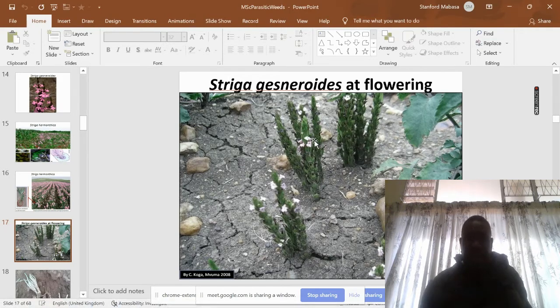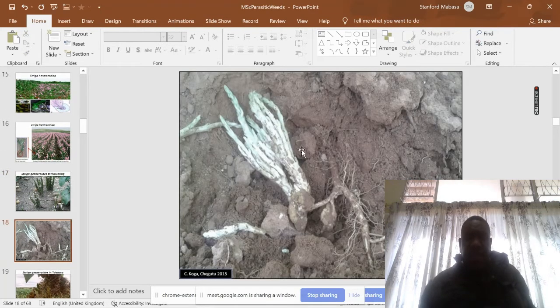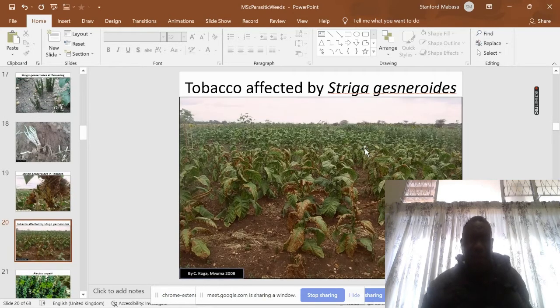This one is Striga gesnerioides. In Zimbabwe, it parasitizes tobacco. Again, Striga gesnerioides. Here it is attached to the root, tobacco root. Again, we have got the roots of tobacco supporting Striga gesnerioides. This is the field. I think this is in Mvuma, where tobacco was seriously affected by Striga gesnerioides, and it affects tobacco quality.